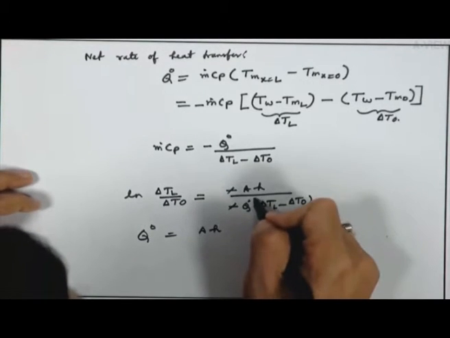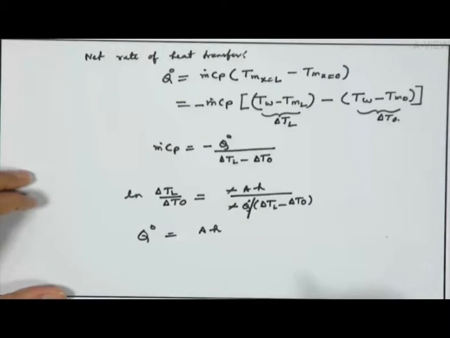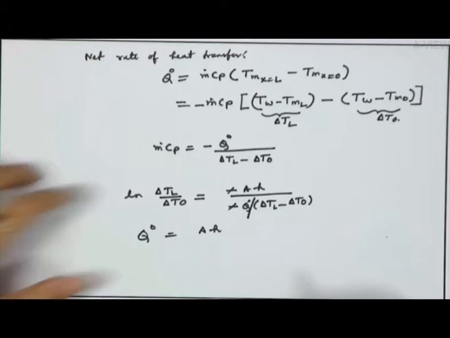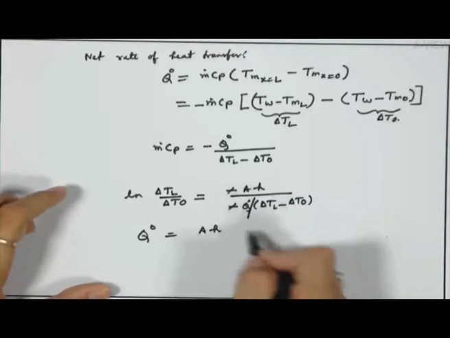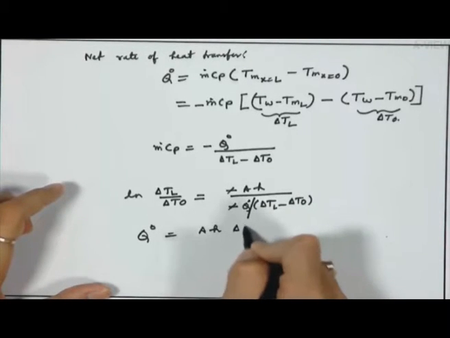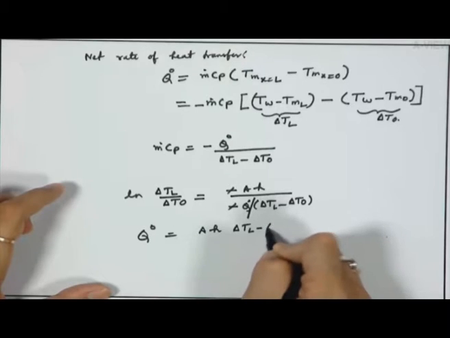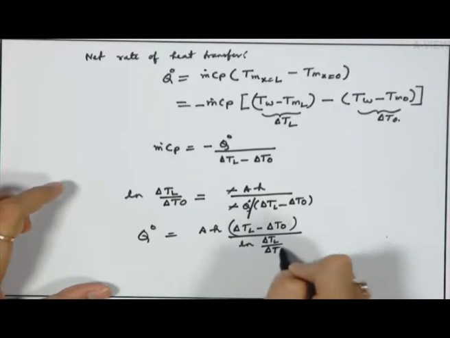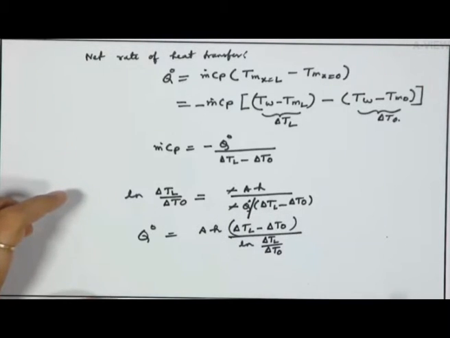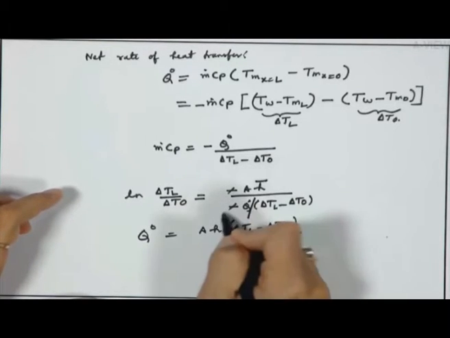So, in place of m dot Cp it is Q dot divided by delta T L minus delta T 0, so this will go to the numerator. So, Q dot is equal to A H into delta T L minus delta T 0 by ln delta T L by delta T 0. This H is H bar.